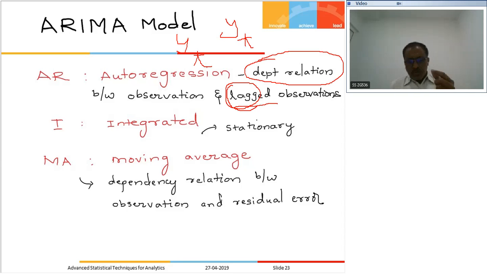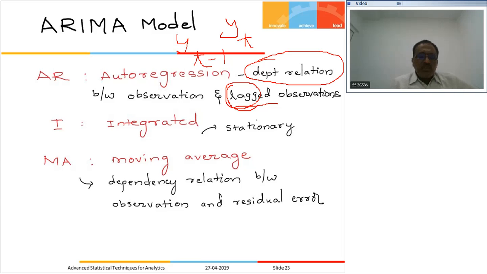Some people use the term lag: lag between yt and yt minus 1, lag between yt minus 1 and yt minus 2. Sometimes visualization with respect to lags at various time intervals, at time t minus 1, t minus 2, t minus 3, helps us to understand the model when we try to fit it. So autoregression, as discussed, tries to find a dependent relation between observations, that means at y equal to t, and lagged observations, that means y equal to t minus 1, y equal to t minus 2, and so on.